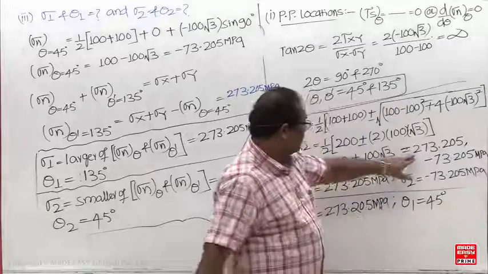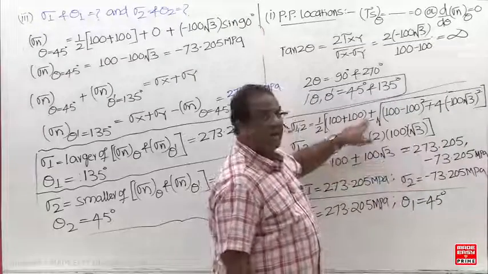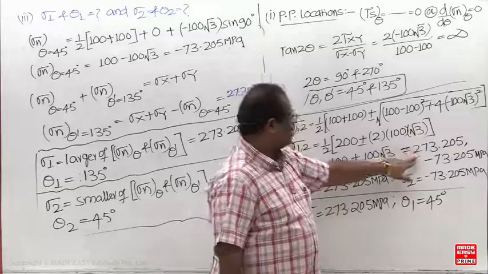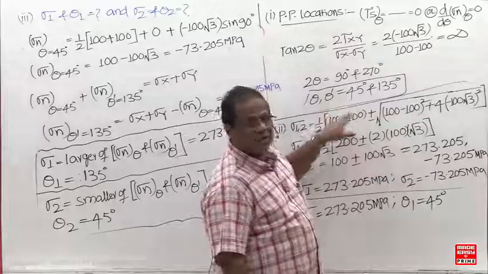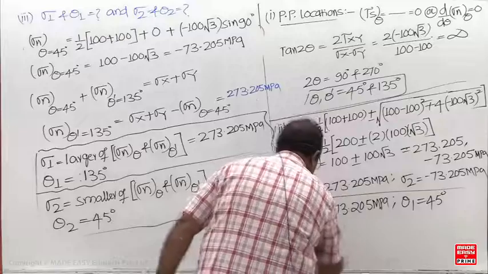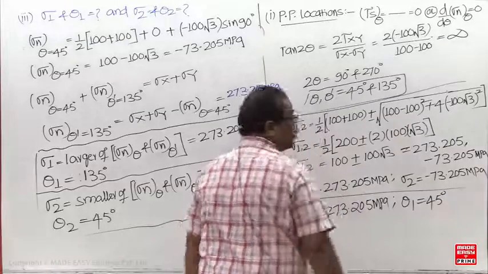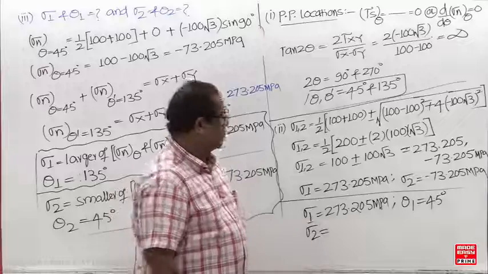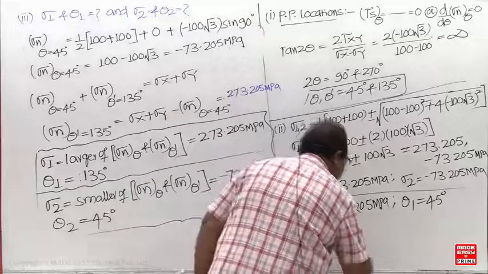Sir, here I am getting the first value by taking the plus sign as sigma 1, and by taking the minus sign, the first value is sigma 1. Then they take 45 degrees. And for sigma 2, this is a method most of the low standard textbooks and most of the students use.